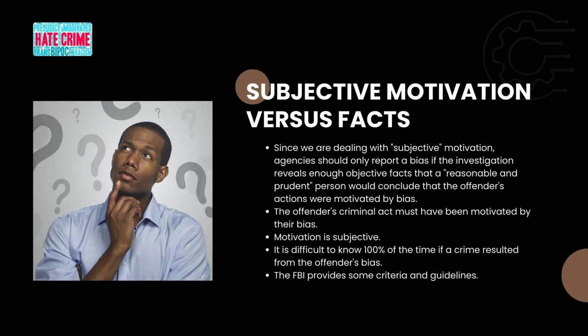Just because an offender is biased against the victim's actual or perceived race, religion, disability, sexual orientation, ethnicity, gender, or gender identity does not mean that a hate crime occurred. The offender's criminal act must have been motivated by their bias. Motivation is subjective. It's difficult to know 100% of the time if a crime resulted from the offender's bias. Relating facts against the criteria provided by the FBI, particularly if these facts fall under multiple criteria categories, supports a finding of bias.